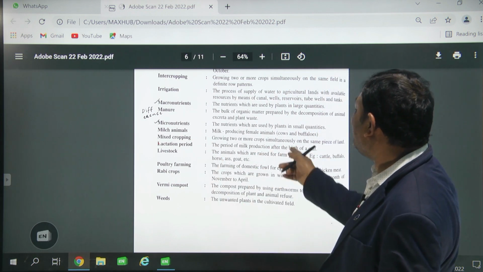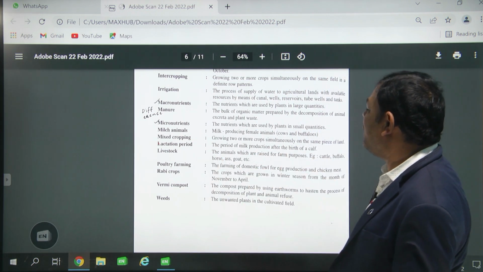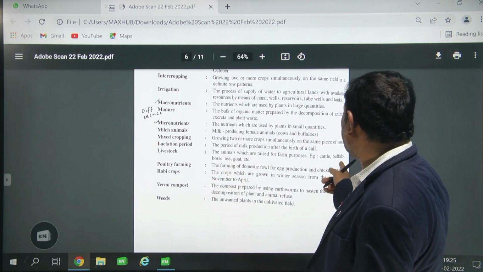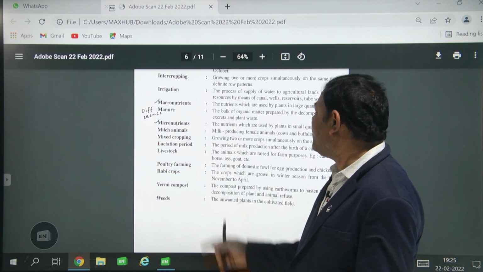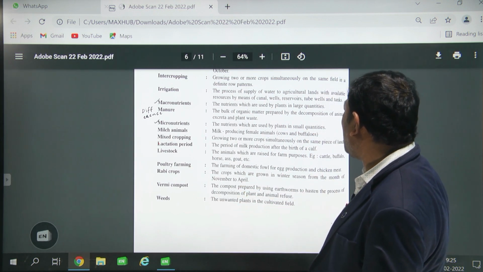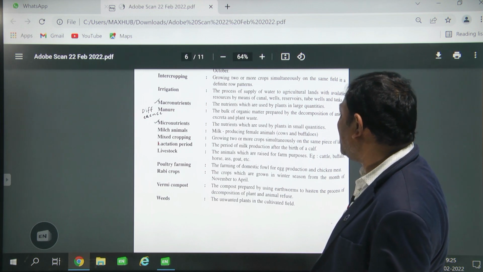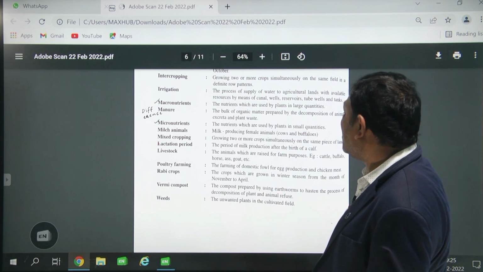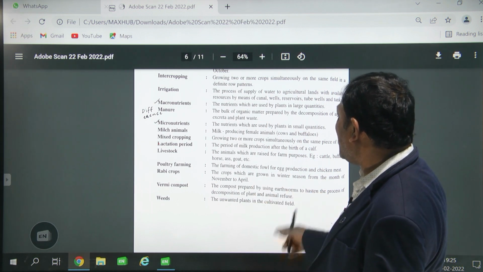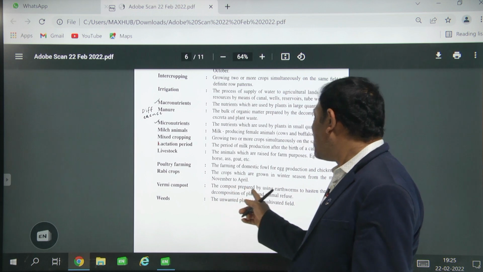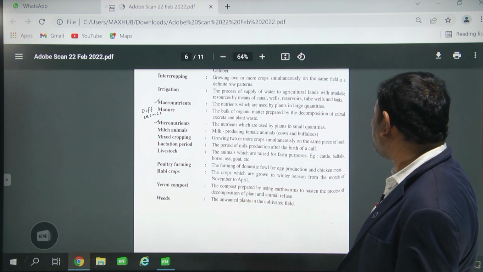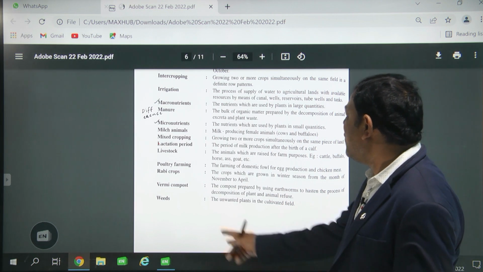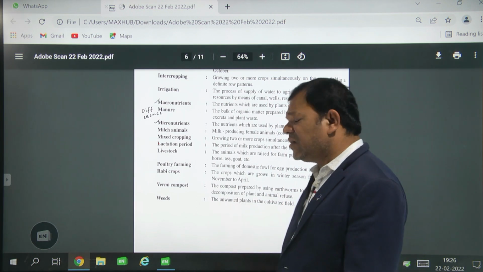Lactation period: the period of milk production after the birth of a calf. Livestock: the animals which are raised for farm purposes, cattle, buffalo, horse. Poultry farming: the farming of domestic fowl for egg production and chicken meat. Rabi crops: the crops which are grown in the winter season are called Rabi crops, for example November to April. Vermicompost: the compost prepared by using earthworms to hasten the decomposition of plant and animal matter. Weeds: the unwanted plants in a cultivated field.